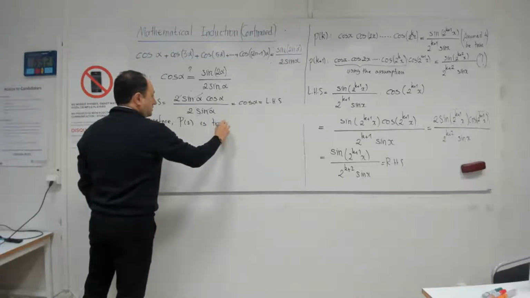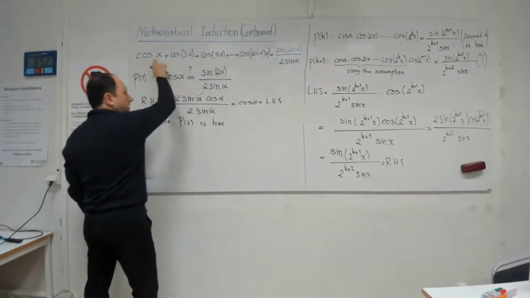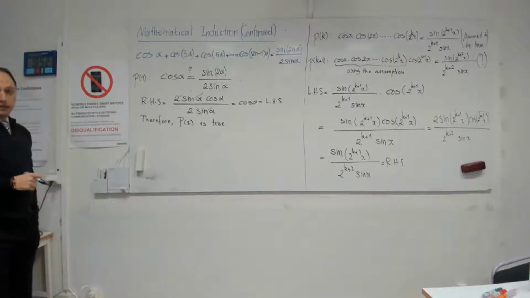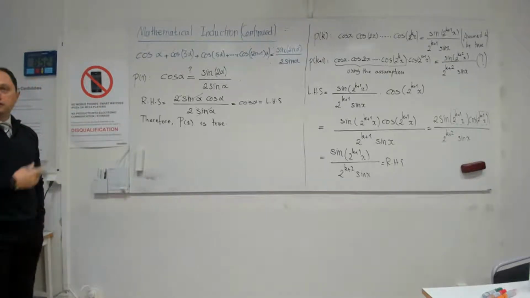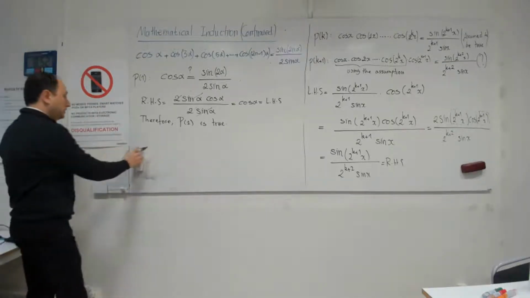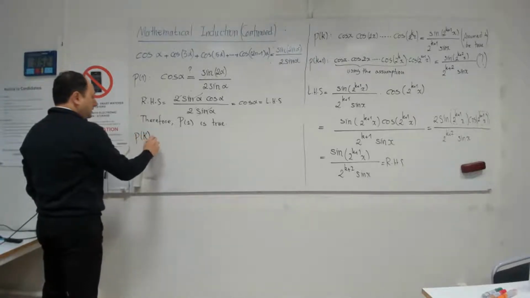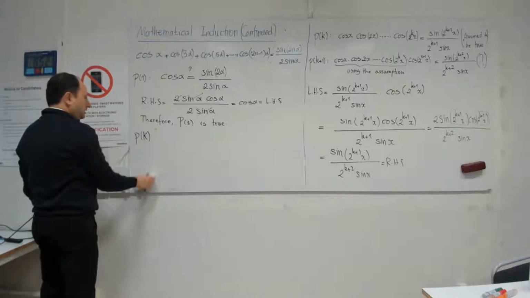I'm not just mentioning it all the time. So this is, I'm assuming that this statement is called P of n. Is that clear? Okay, now what I need to do, I assume that P(k) is true for some natural number k.